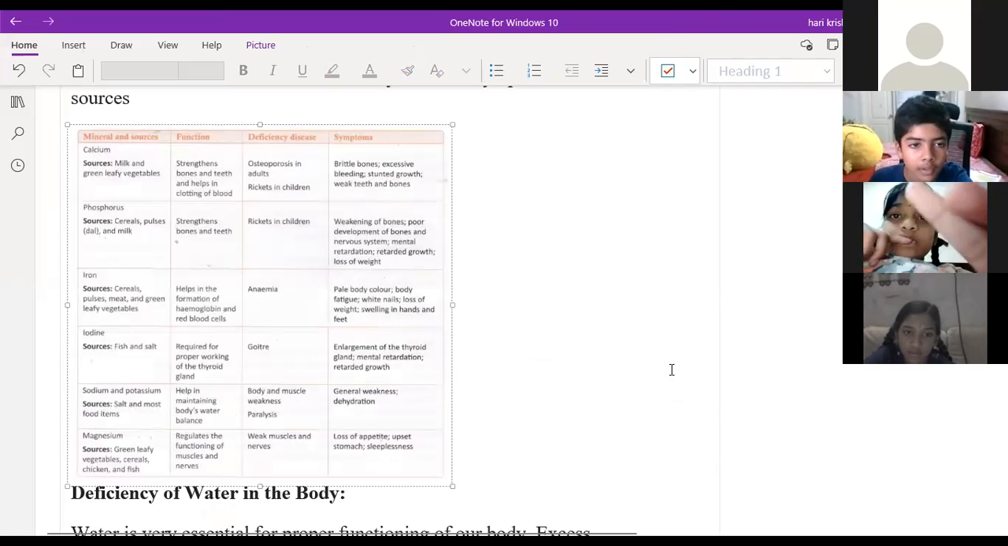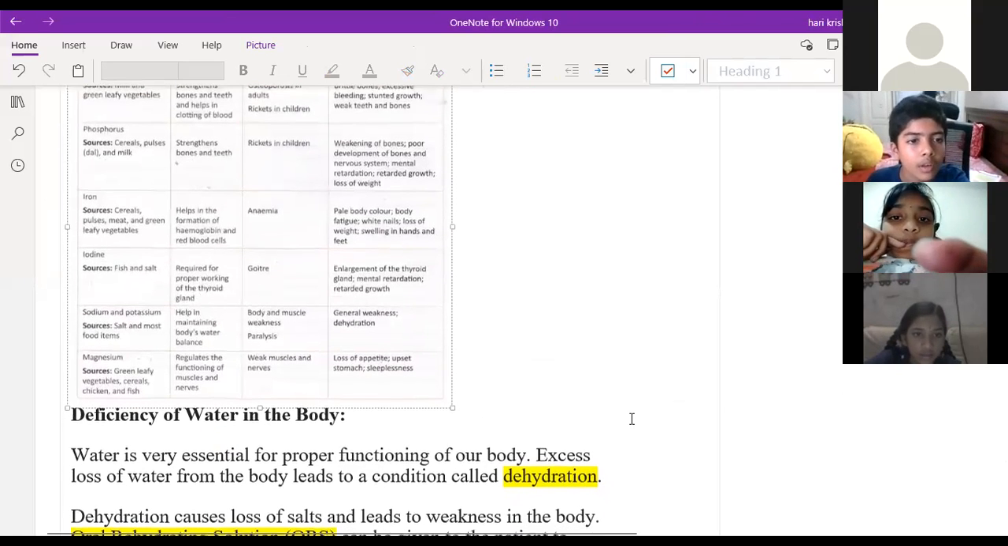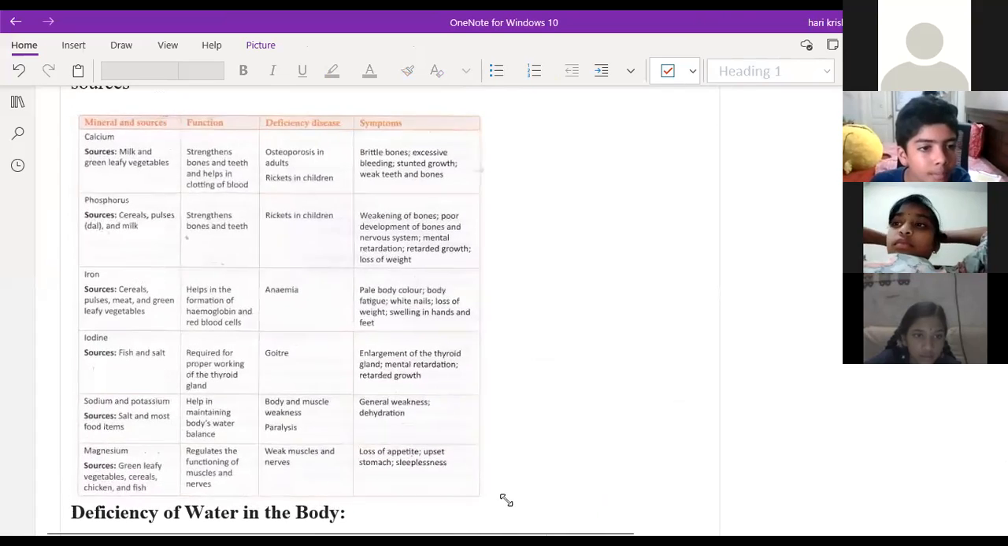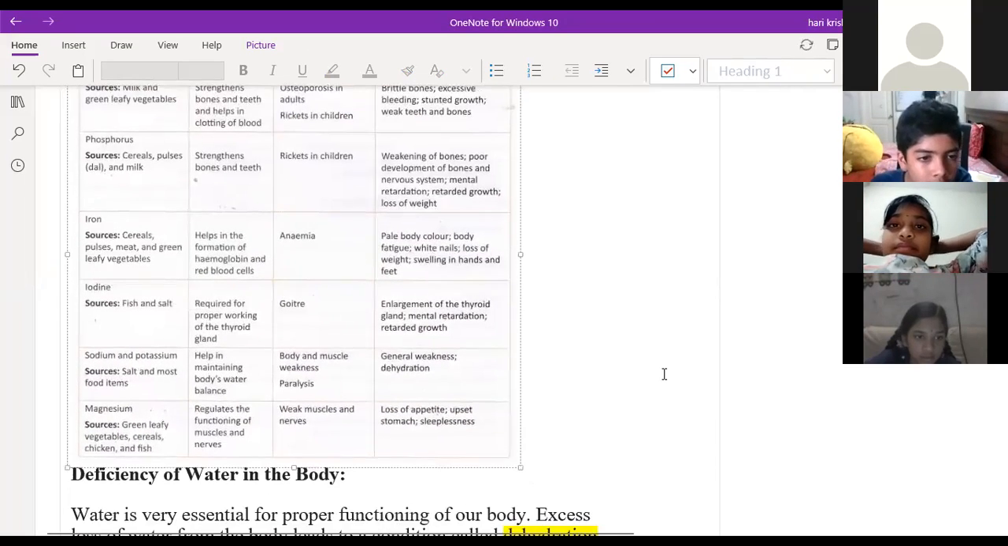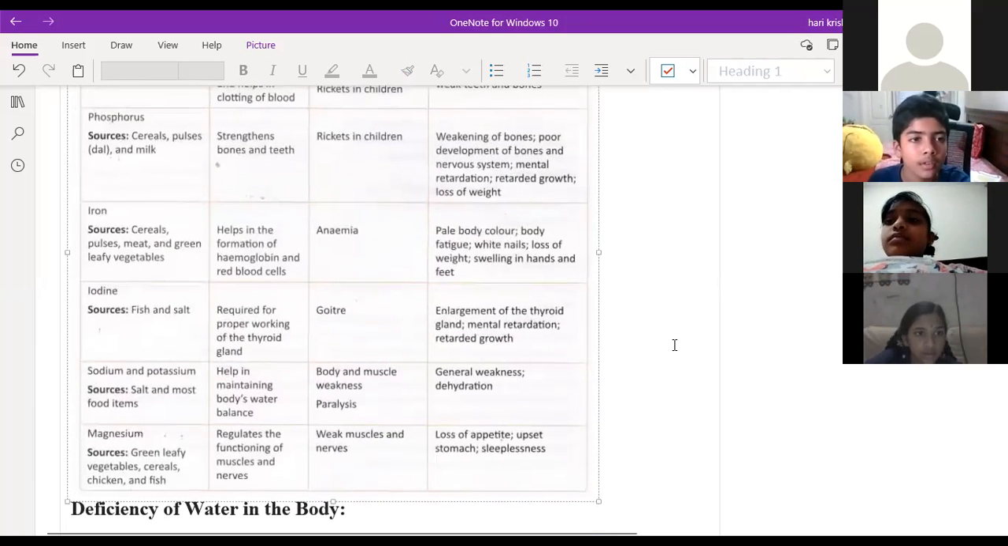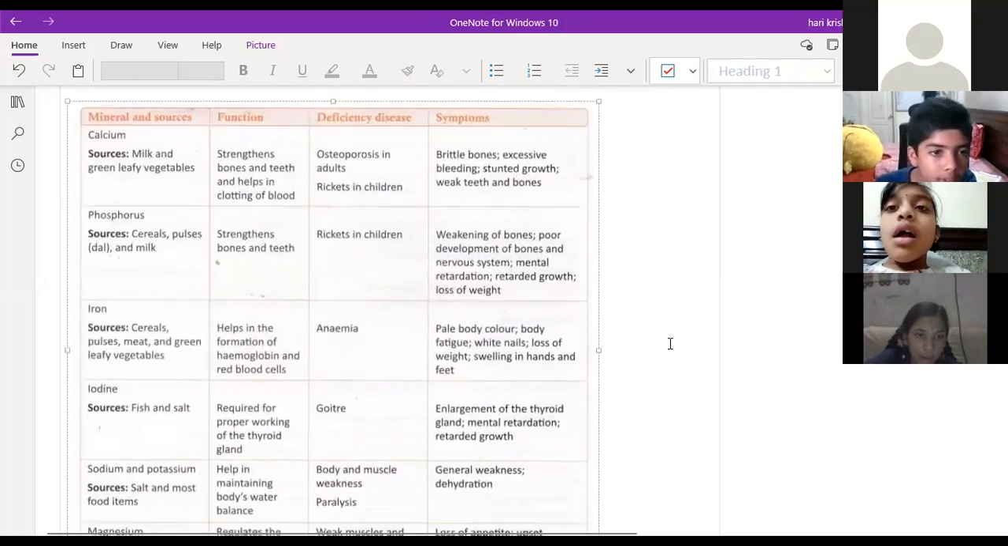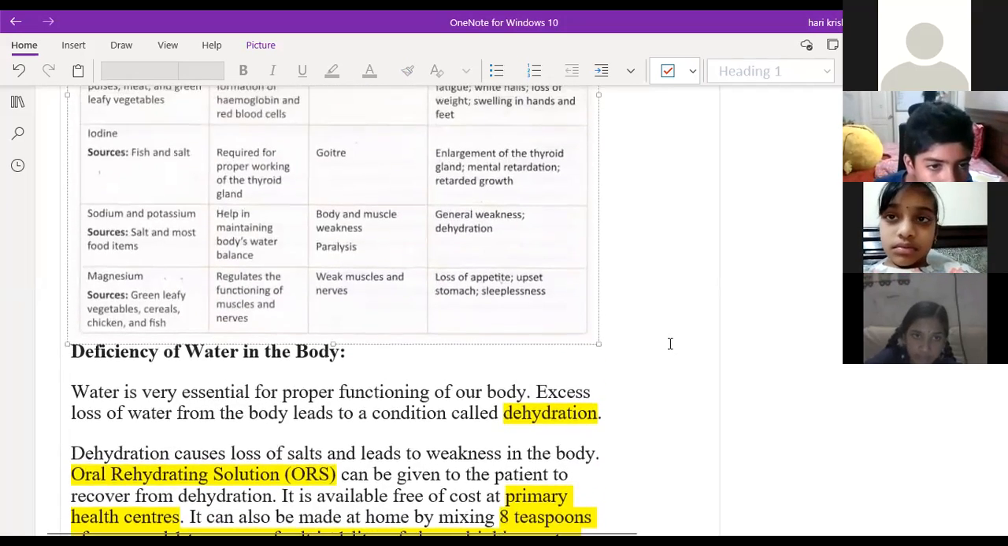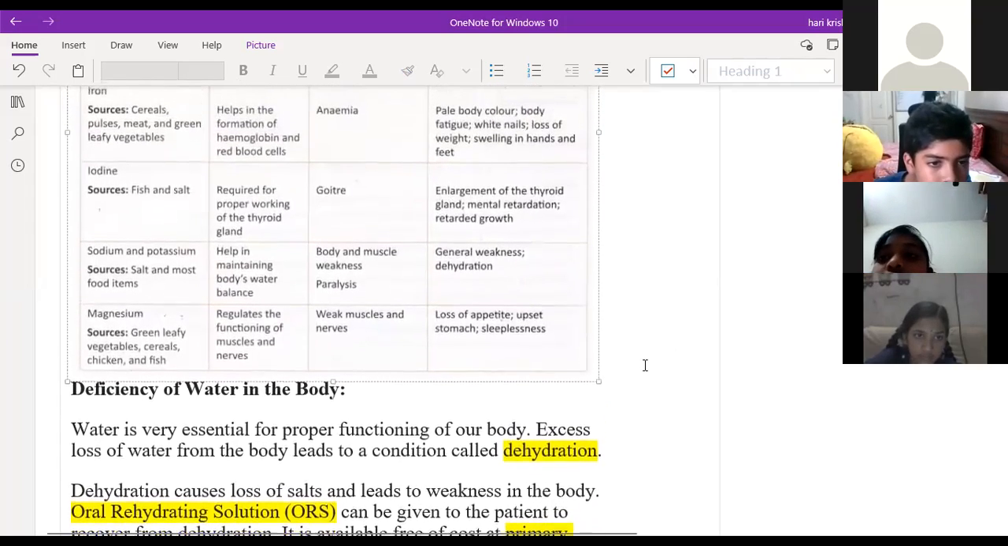So what is the main source of magnesium? Sir, green leafy vegetables, fish, cereal, chicken and vegetables. Then what is the main role of magnesium in the body? Sir, it will regulate the function of the muscles and nerves.